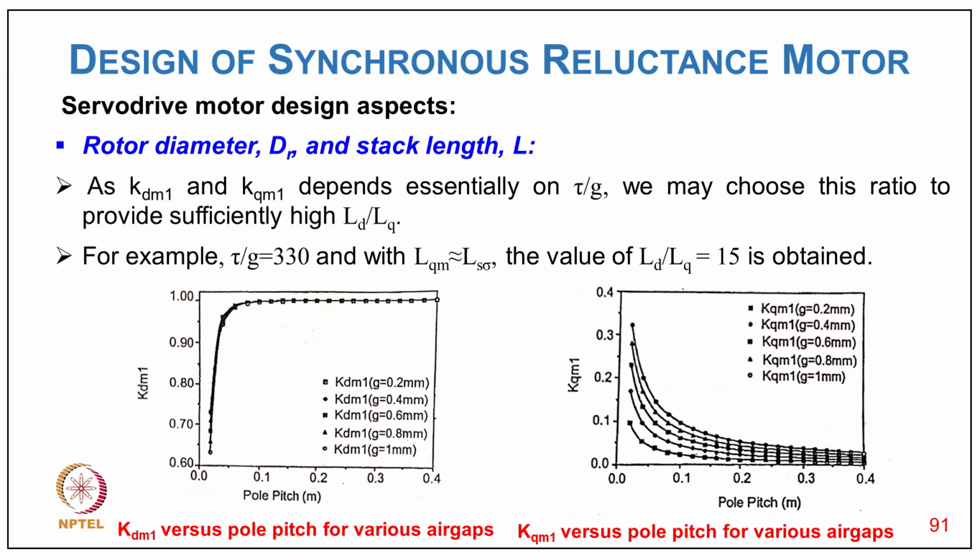So now Kdm1 and Kqm1 depend essentially on tau upon g. We may choose this ratio to provide the saliency of Ld upon Lq. For example, tau upon g equal to 330 and Ld equal to Ls, and a value of Ld upon Lq of 15 is obtained, and you can see how Kdm, with the pole pitch, and Kqm, with the pole pitch, vary.